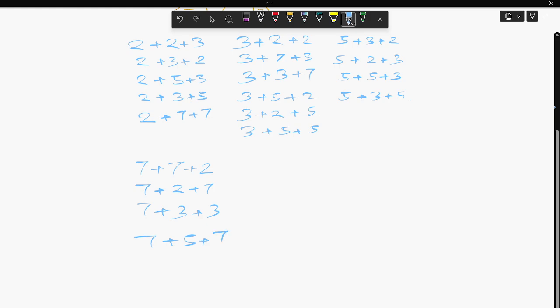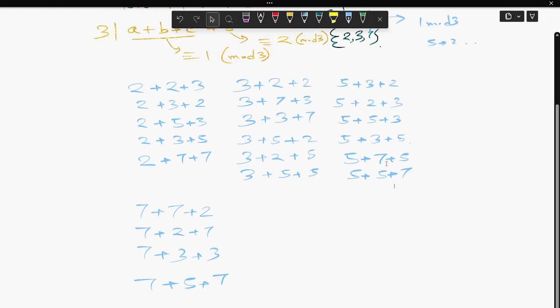And if we take 7 here, 7, 5, 7. So that is equal to 14 plus 5. So that is equal to 19. Okay. So we will get, sorry, 5 plus 7 plus 5 here, and 5 plus 5 plus 7 here. Okay, so what are the situations arising here? 5, there is 6, there is 6, and there is 4.